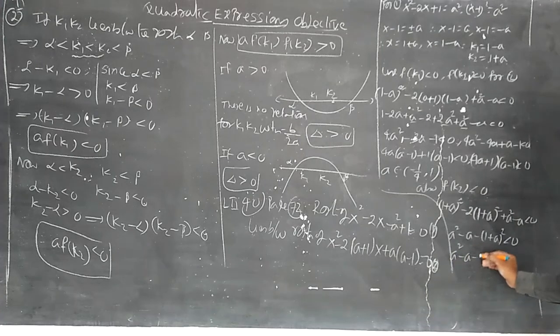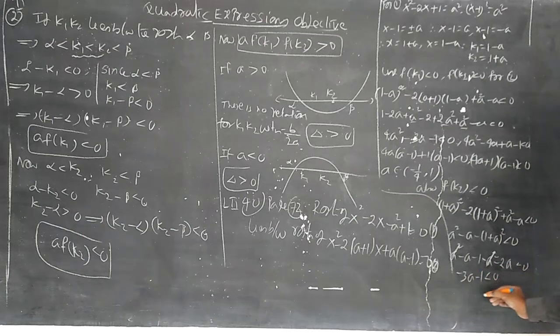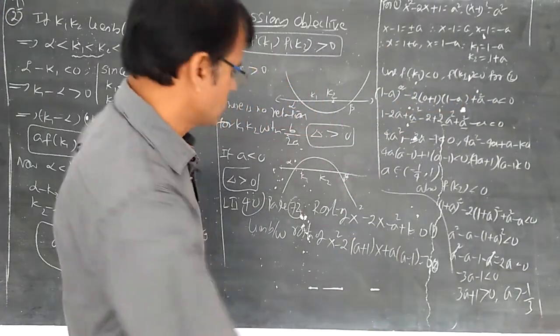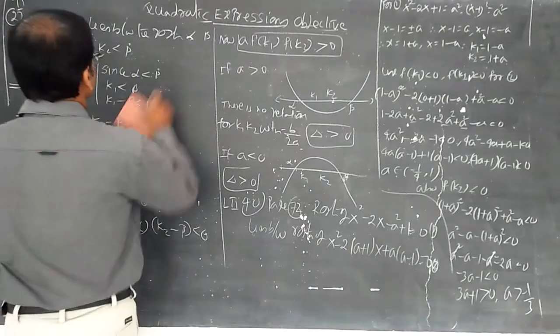A square minus a minus 1 minus a square minus 2a less than 0. A square will get cancelled. Minus 3a minus 1 less than 0. So multiply with minus, it becomes 3a plus 1 greater than 0. So a greater than minus 1 by 3. Here minus 1 by 3. So calculate the common denominator.